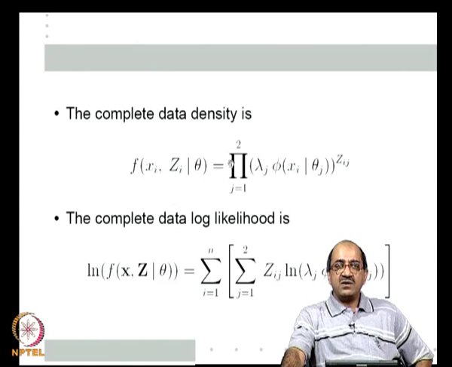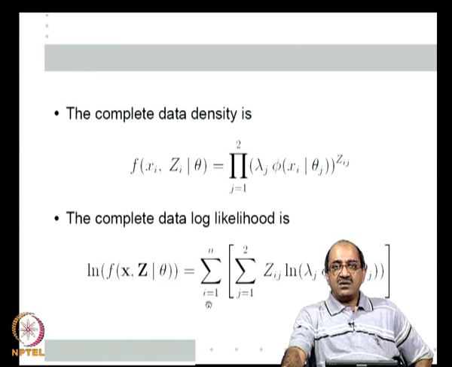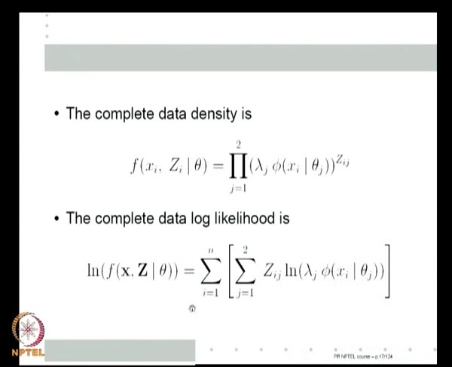The likelihood will be the product of this over i equal to 1 to n. So, the likelihood will be the product over i equal to 1 to n, product over j equal to 1 to 2 of this. When I take log, both of them will become sums. So, I get sum i equal to 1 to n, sum j equal to 1 to 2, and when I take log of this, I get z_ij ln lambda_j phi(x_i given theta_j).